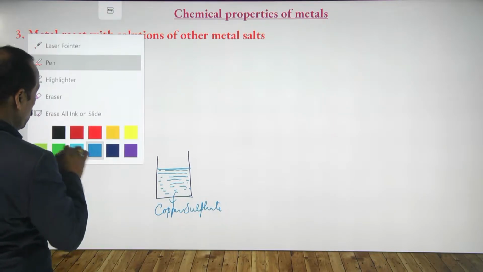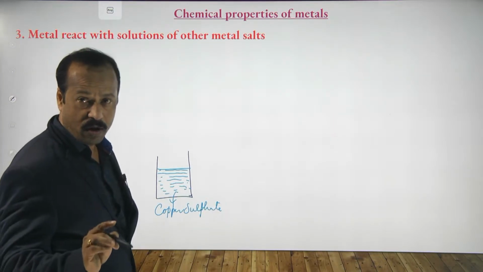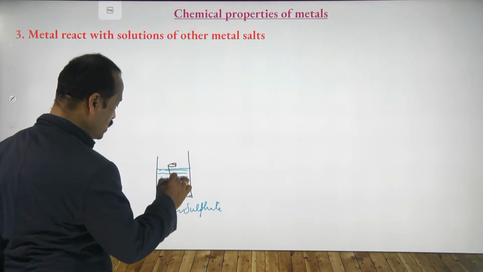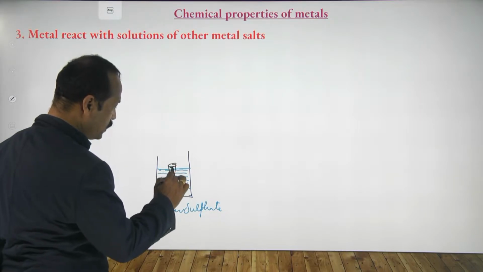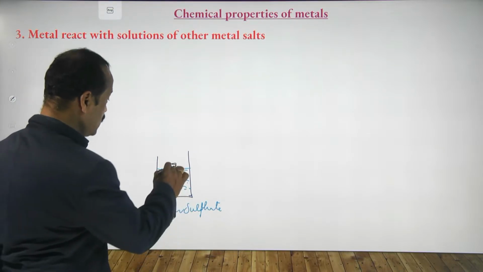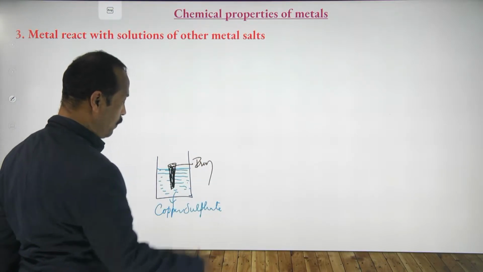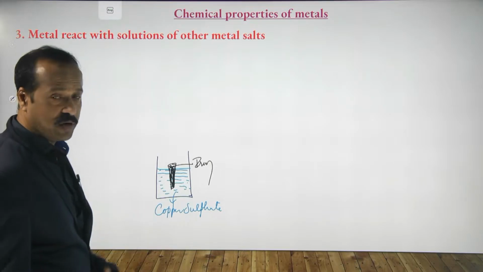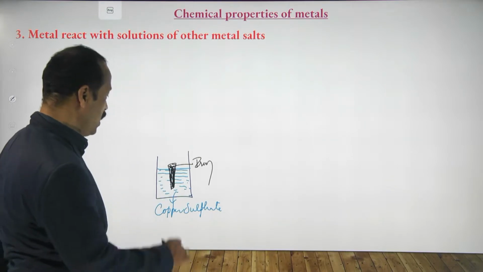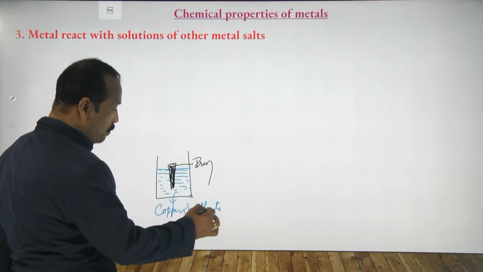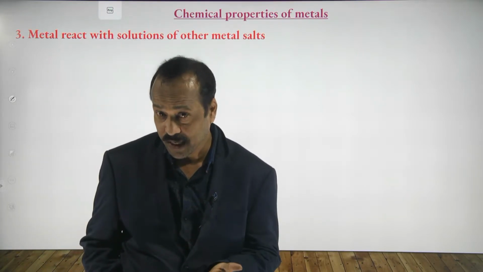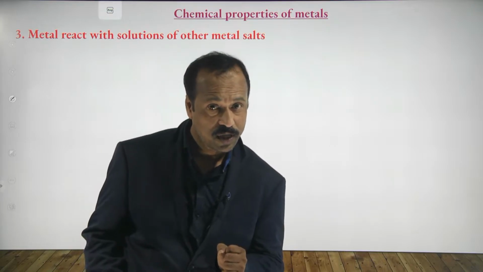Now in this, I will take one iron rod or iron nail and dip it inside this copper sulfate solution. Now wait for some time and see what happens. We observe that after some time, slowly the blue color of the copper sulfate fades out and the solution changes into green color.